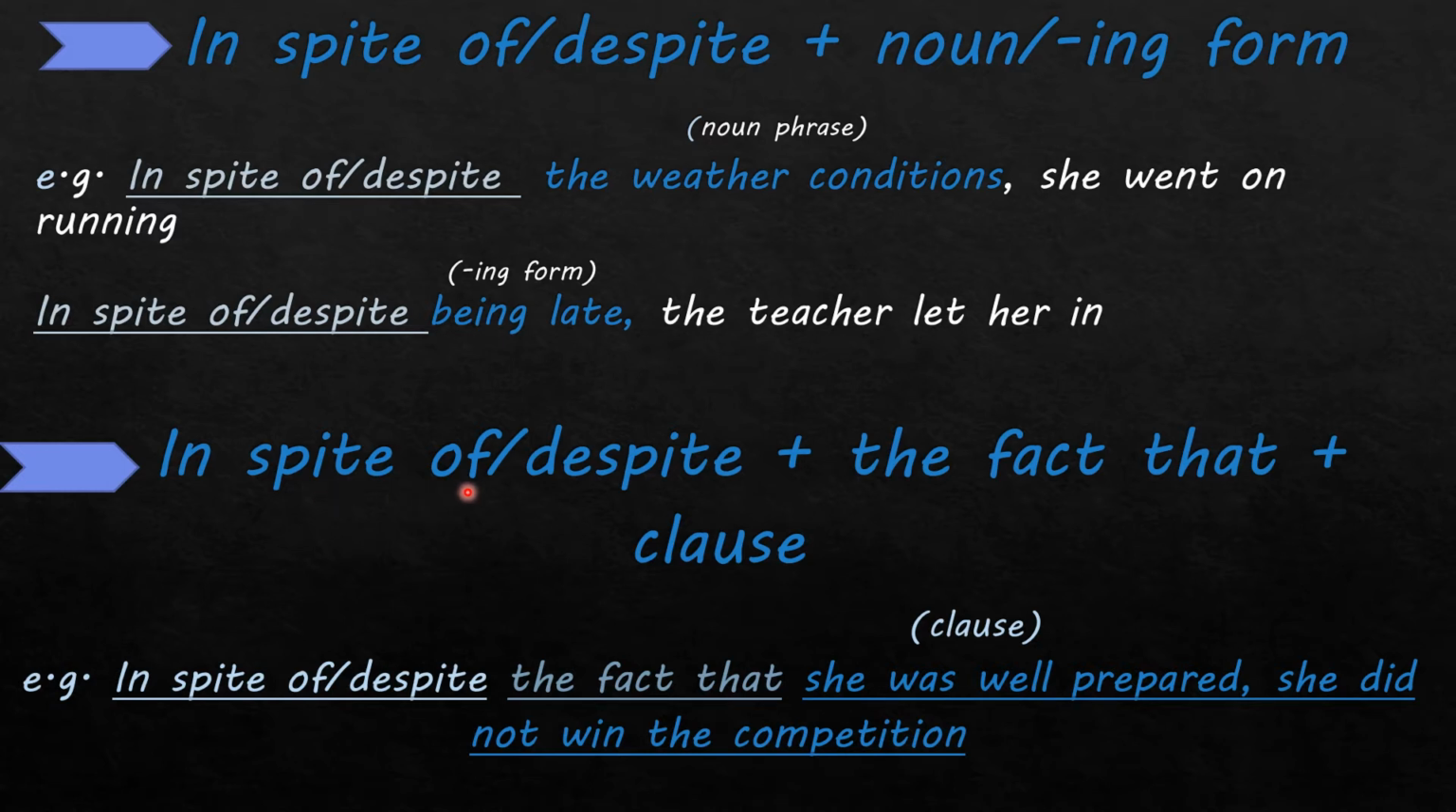In spite of or despite are followed by the fact that, then the clause. In spite of or despite the fact that she was well prepared, she did not win the competition. So after these words, we are using the fact that, and then we are using the clause.